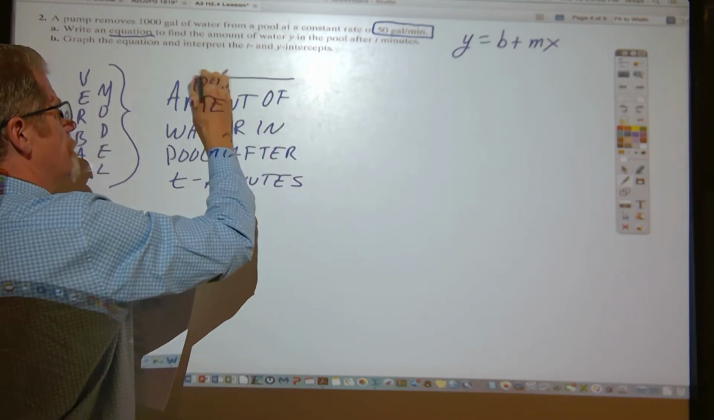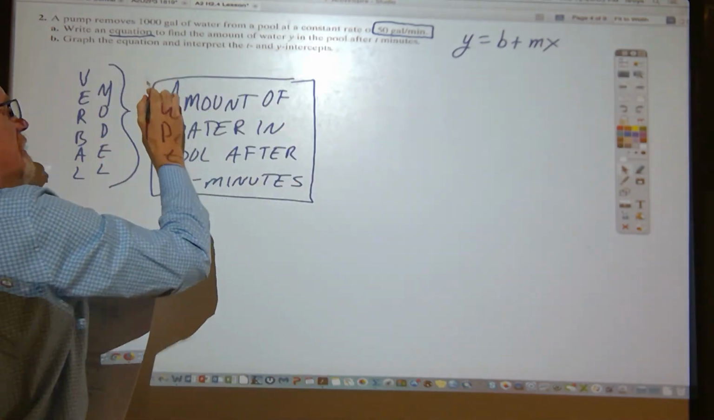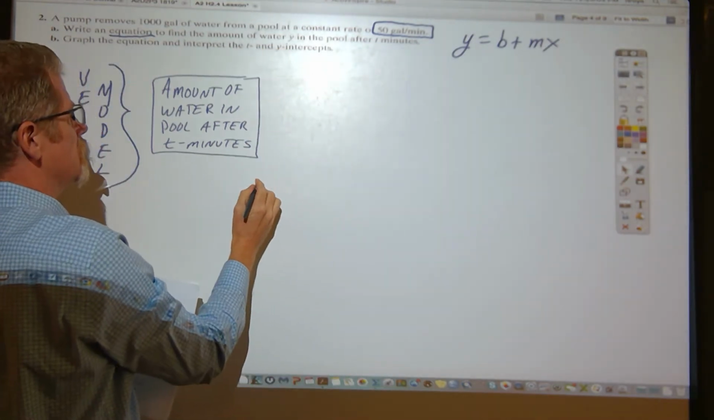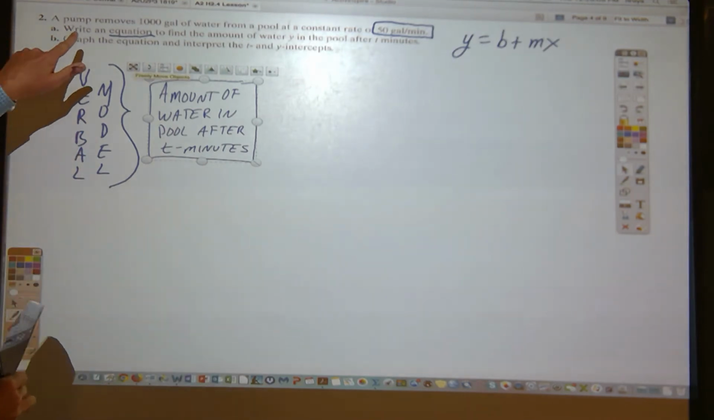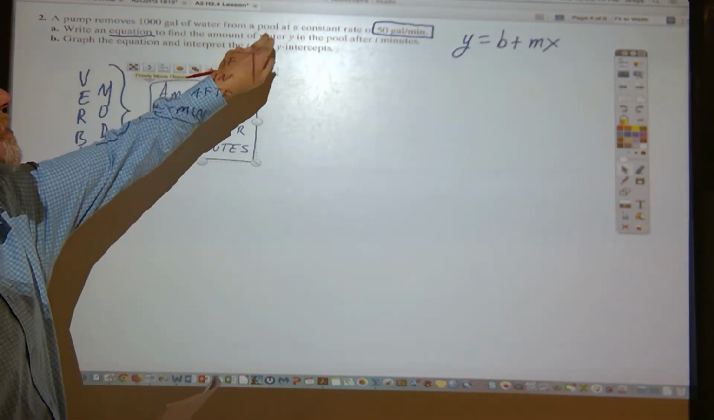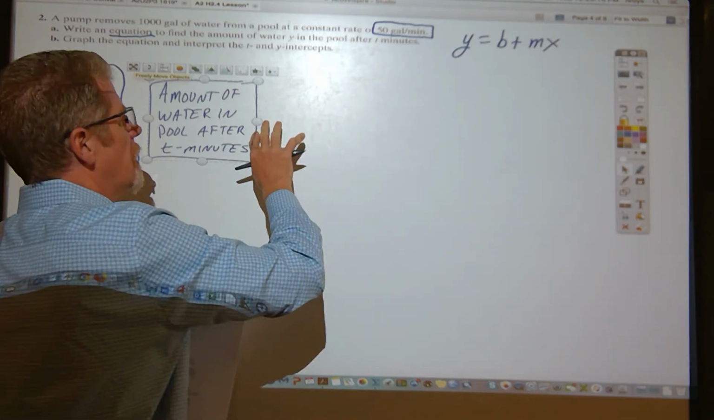And put a box around that. Now, for my use of space, I'm actually going to shrink that down a little bit so that I can present all this together, but we're trying to create a model. It says write an equation to find the amount of water in the pool after t minutes. So that's my first box.